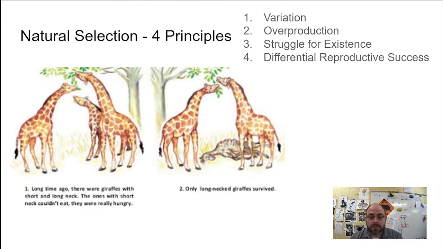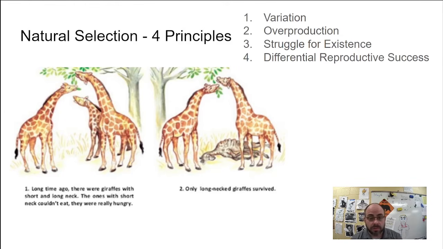Overproduction. What does that mean? Well, there's going to be more giraffes than are able to be fed. Giraffe populations will continue to produce until there's a limitation put on them. That limitation will come from the outside, more than likely, in the form of disease, in the form of predation, in the form of being able to reach the leaves and eat them. Some sort of limitation is going to be put on them. There's going to be more giraffes than can survive.